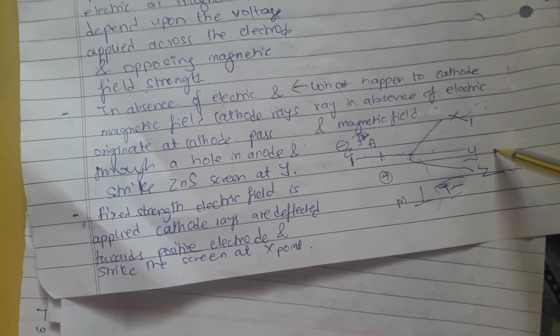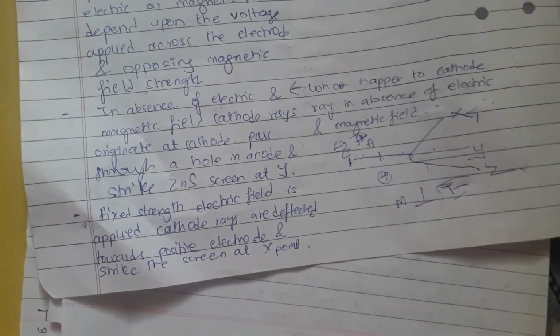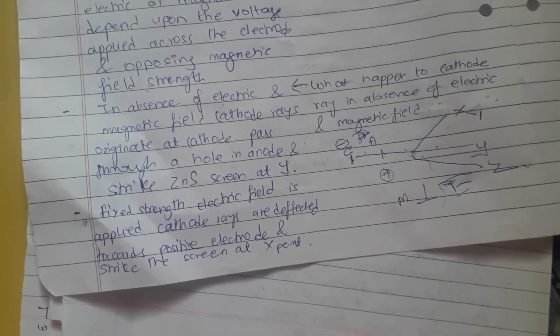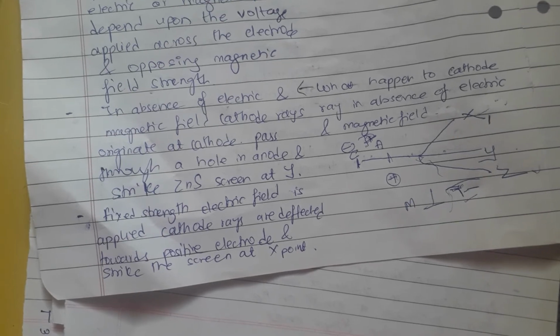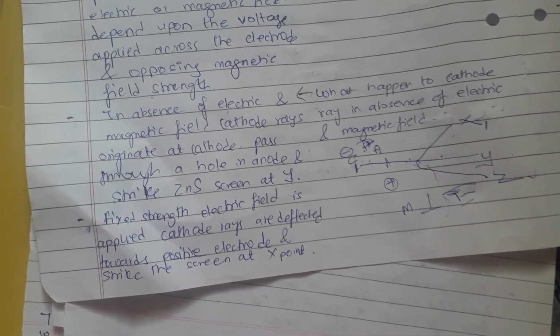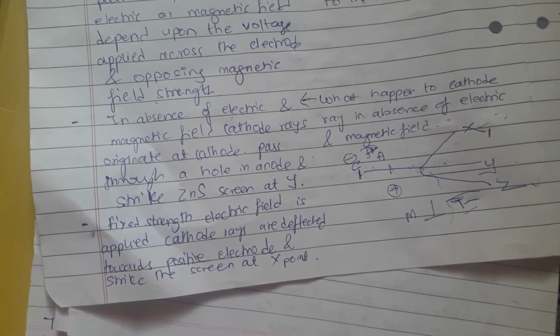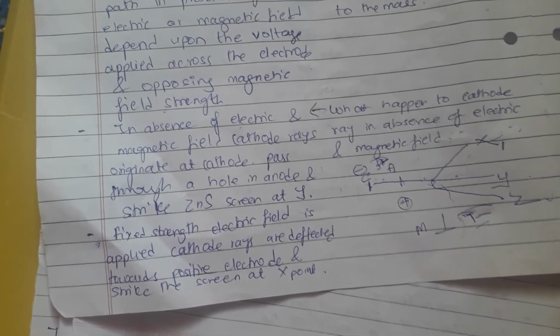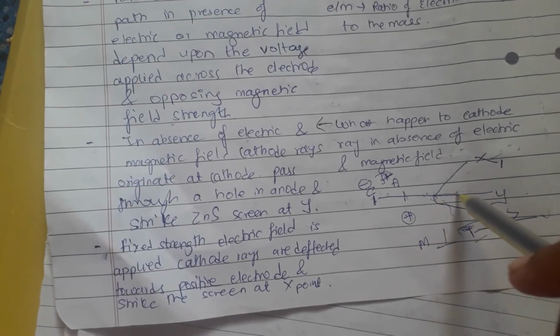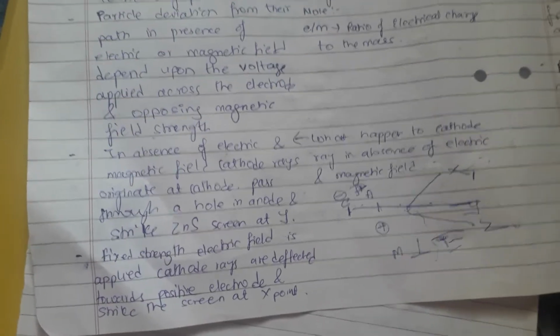And when both magnetic field and electrical field are there, along with electrical field, cathode rays are also subjected to magnetic field strength, and the effect due to electrical field is compensated by magnetic field, and cathode ray is once again brought back to the original point Y. That means both electrical and magnetic fields are there, and again cathode ray travels in the straight line to Y.